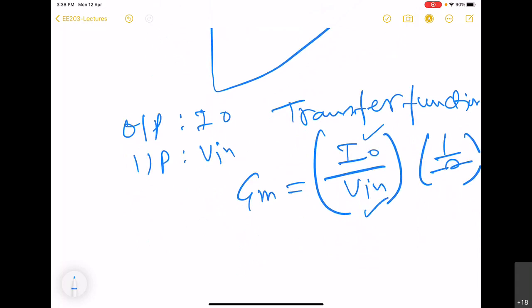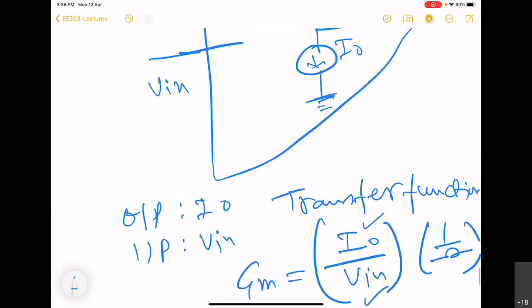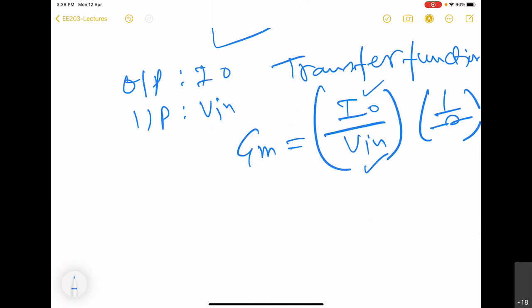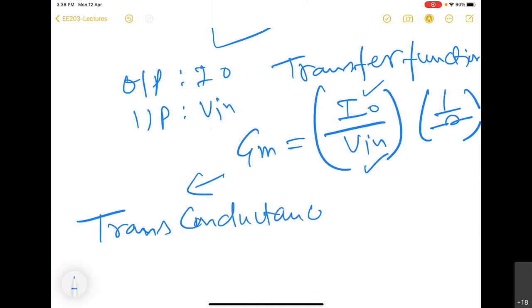That means they are not related to the same element. Typically, whenever we talk about conductance, we talk about voltage and current related with one particular element. Since in this case they are on the other side of the amplifier and related with two different elements, we say that this transfer function is transconductance. So fundamentally it is conductance, and trans means related with two different elements.